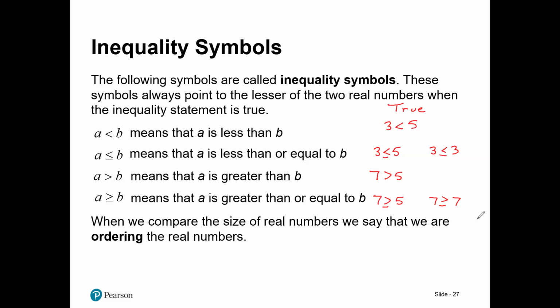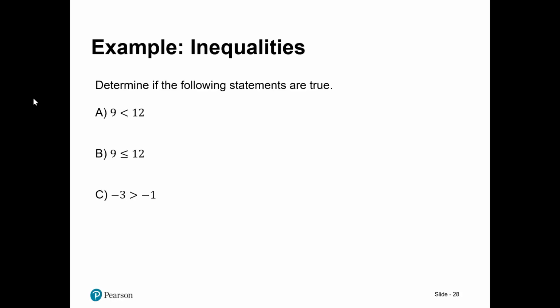So when we compare the size of real numbers, we say that we are ordering the real numbers. Now we want to determine if the following statements are true. Is 9 in fact less than 12? True, this is a true statement. Is 9 in fact less than or equal to 12? Well, that's also true because it is at least one of those. As long as it's one or the other, we're fine.